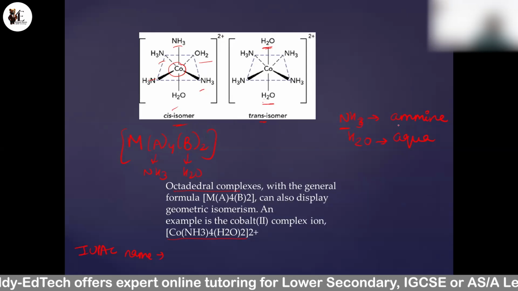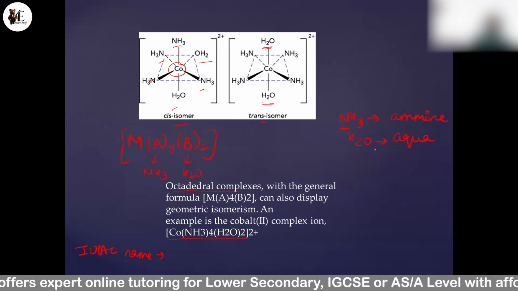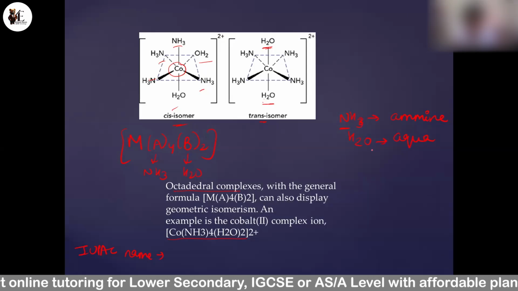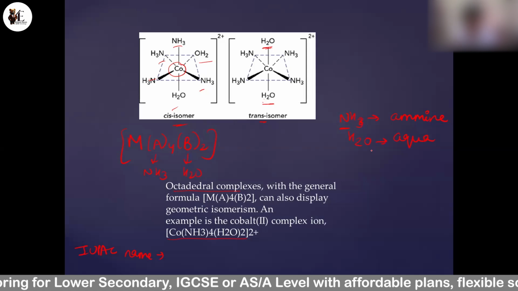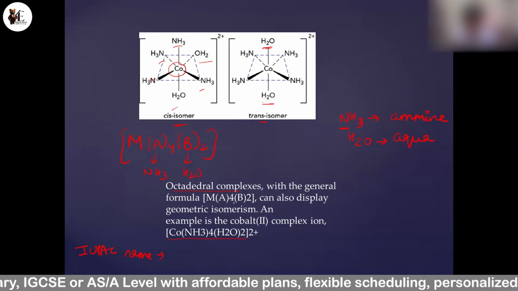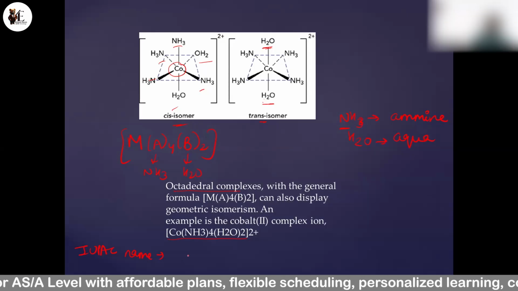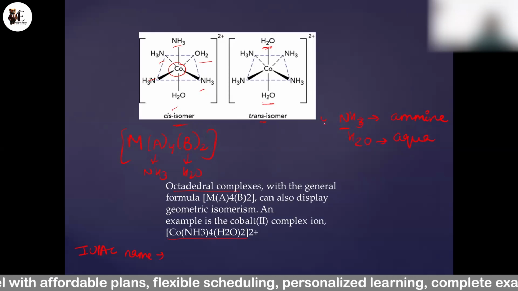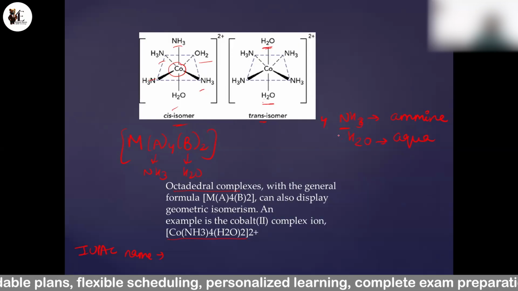So which will come first alphabetically? Aqua. So you will write, but there are 4 NH3 groups, right? There are 4 NH3 and 2 aqua.